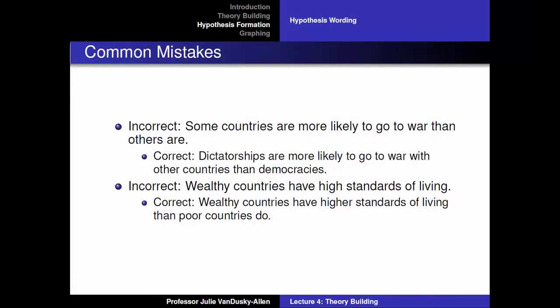Based on this hypothesis, it is unclear what we expect to happen in poor countries. Do they have low standards of living or high standards of living? To write a better hypothesis, we could write, wealthy countries have higher standards of living than poor countries. Now we know that we expect poor countries to have lower standards of living.